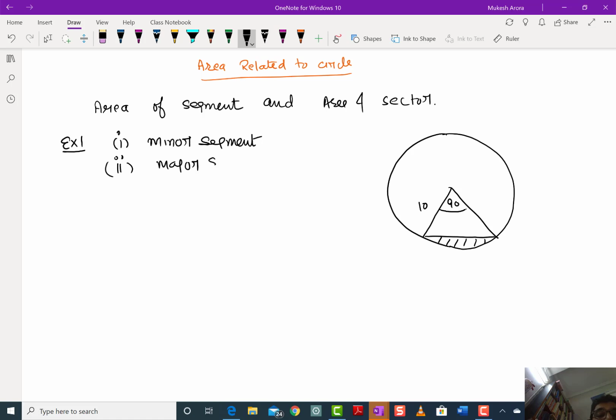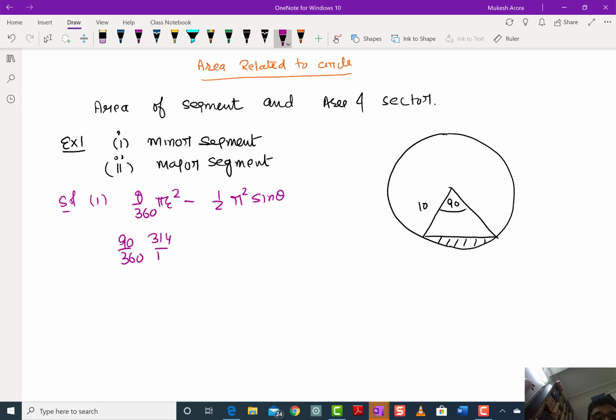As I said earlier, segment means the minor segment. So minor segment is theta by 360 pi r square minus half r square sine theta. Theta is 90 by 360. The radius is 10, so pi will be 3.14 into 10 into 10 minus half into 10 into 10 into sine 90, which is equal to 1.